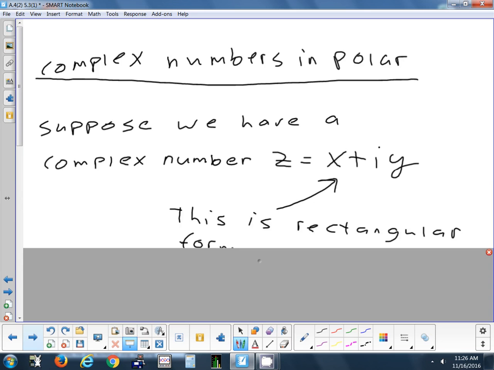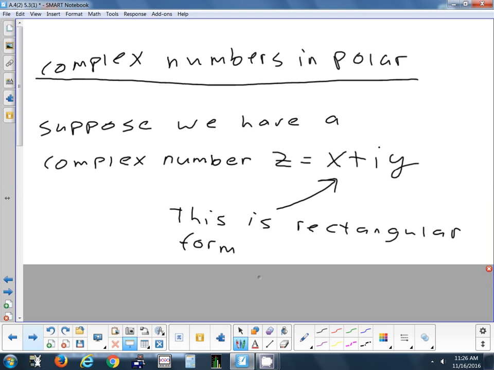Okay? That's rectangular form. X is movement left and right on the real axis. Y is movement up and down on the vertical axis. And I think if I use those letters, it'll help you to remember which one's which. X is your real, that's left and right. Y, that's your vertical. That's your imaginary, up and down.